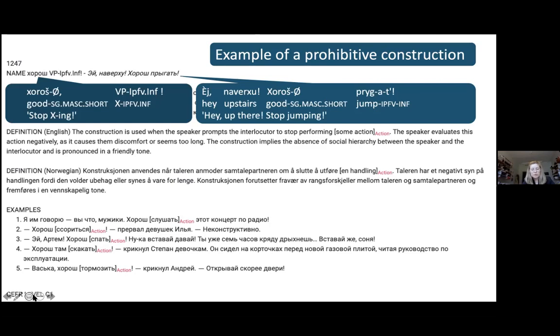We provide definitions in 3 languages: Russian, English, and Norwegian, and also 5 examples based on authentic sentences from the Russian National Corpus. This construction is a good example of our data because it has both a fixed lexical element, the anchor "хорош," which is a frozen short predicative form of the adjective "хороший," meaning good, and an open slot, the verb phrase that has certain restrictions on its fillers.